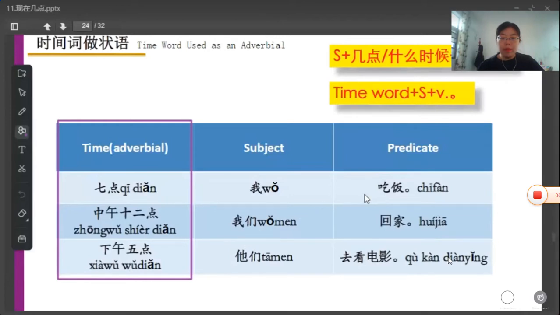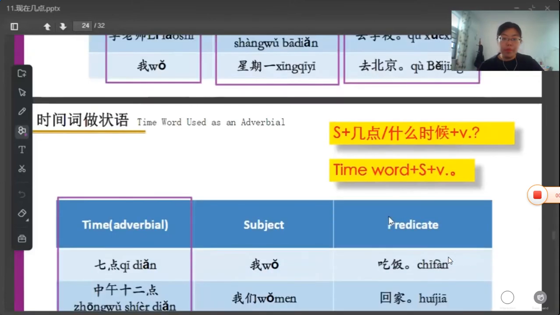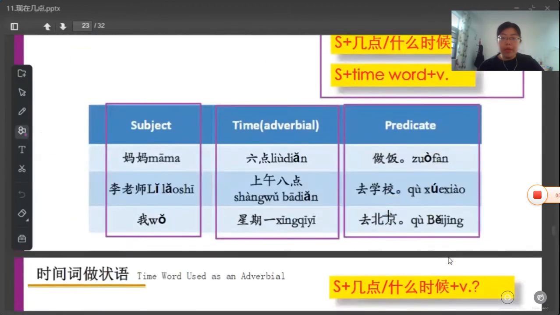The final part is the verb. 吃饭, 吃 means eat. It's a verb. 回家, 回 means go back. It's also a verb. 去看电影, go to watch a movie. Okay, everybody, please read these sentences after me.